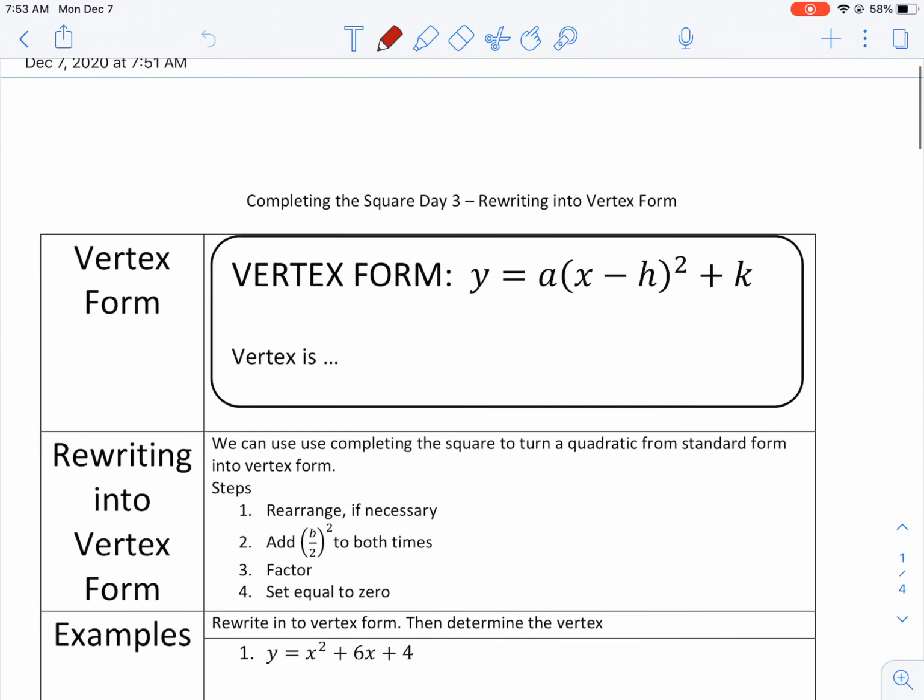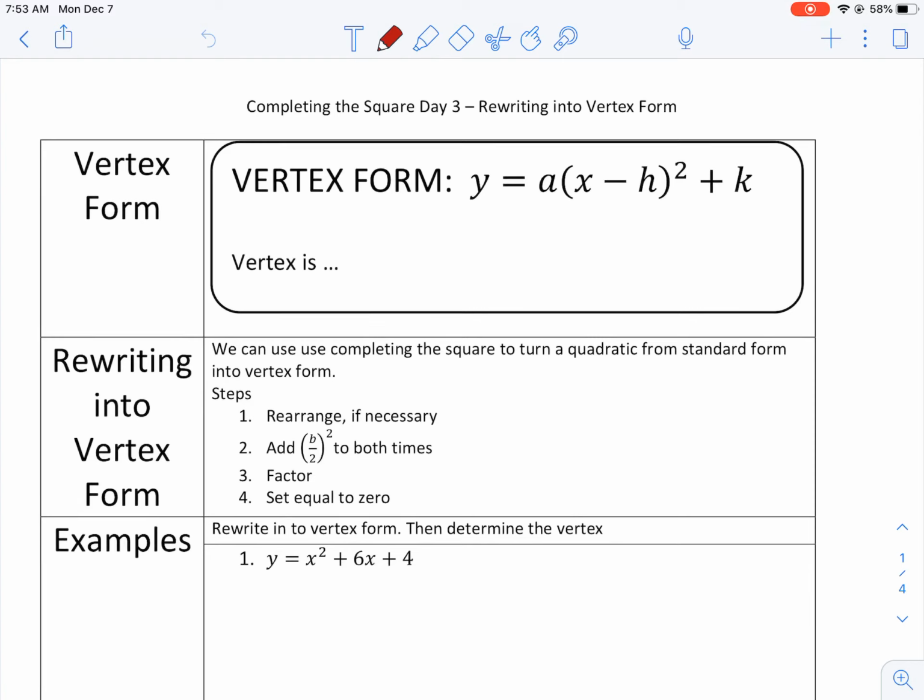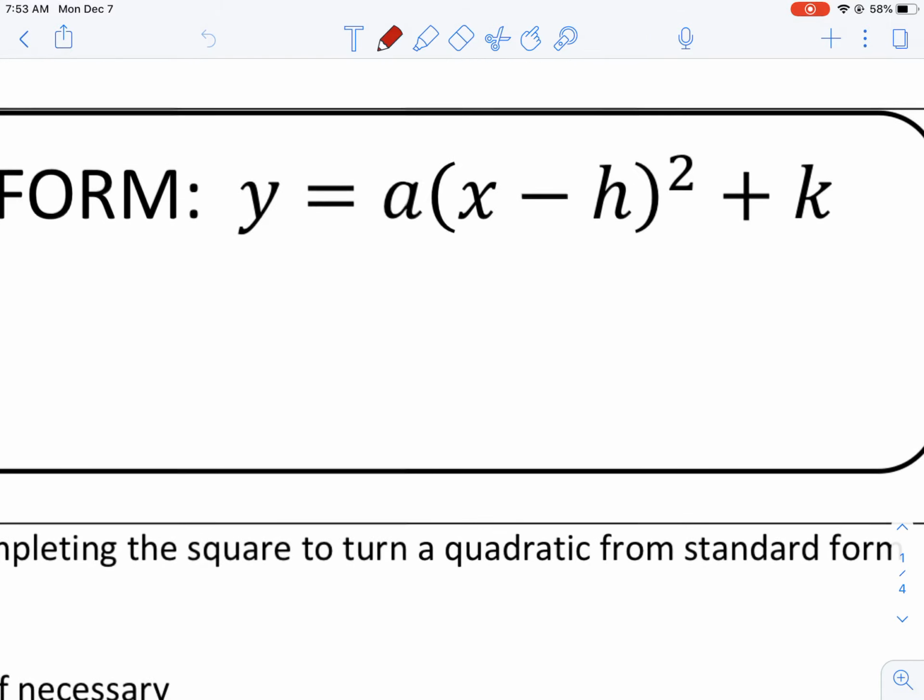This is completing the square day 3, and this is actually going to transition us into graphing, which we're going to start tomorrow. Okay, so the form that this part of the unit is about is called vertex form. And vertex form looks like this. This should look familiar to you because this is the same form as with the transformations. All right, so we've got our A, H, and K.